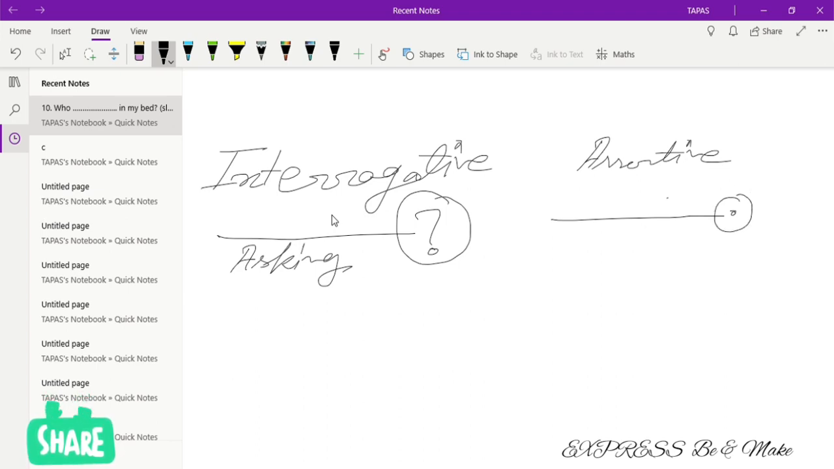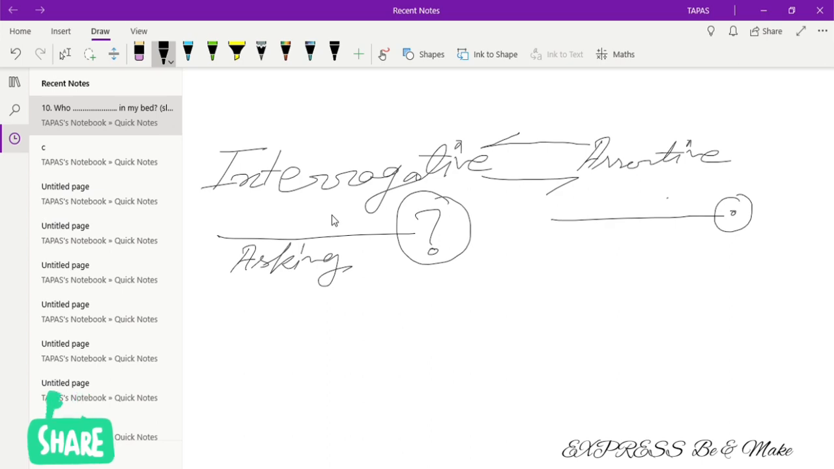Today's class is a vice versa class: how to make a question sentence, meaning how to convert an assertive sentence to an interrogative, and how to reply, meaning how to make an assertive sentence from an interrogative. So today's class is based on this.